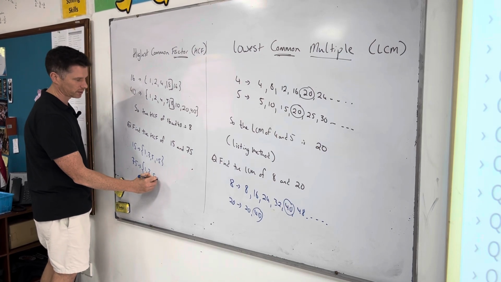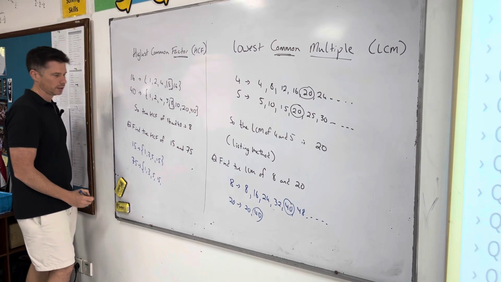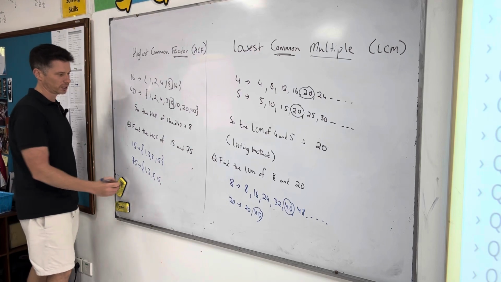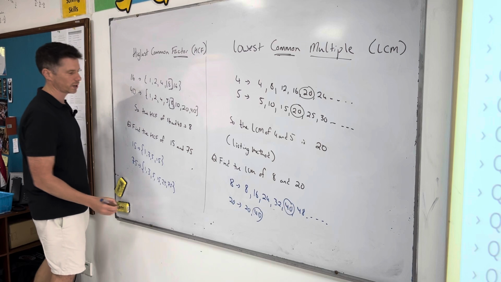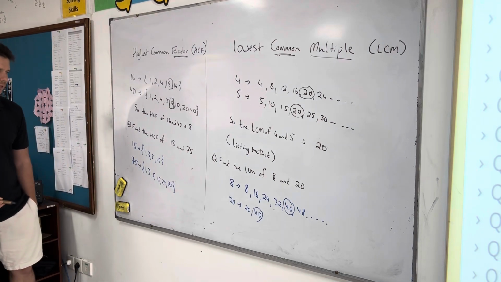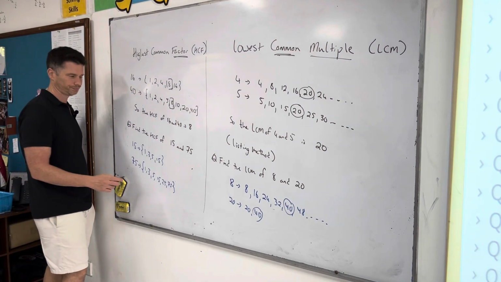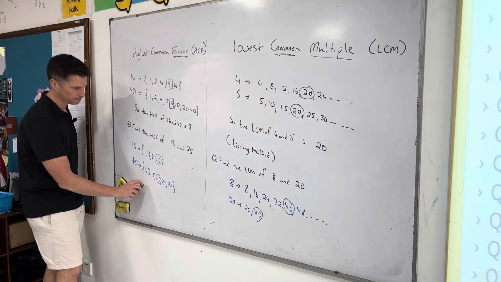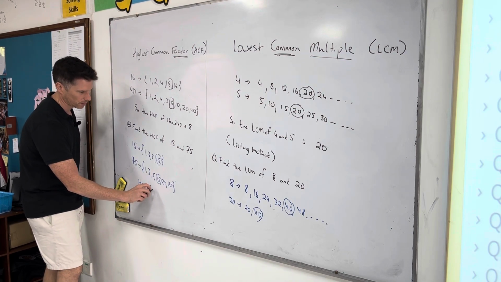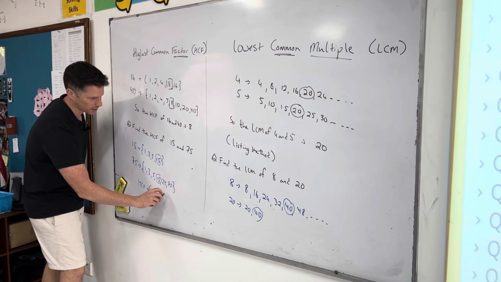The next one is 15. 3 times 25 and 75 are factors. Okay, so quite a few in common here. We only care about the biggest one, 15. So the HCF of 15 and 75 is 15.